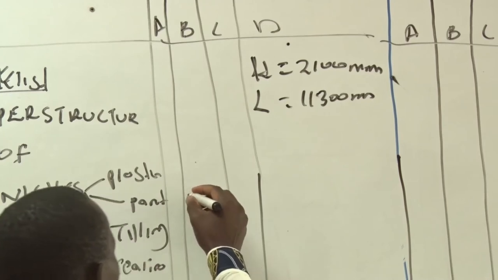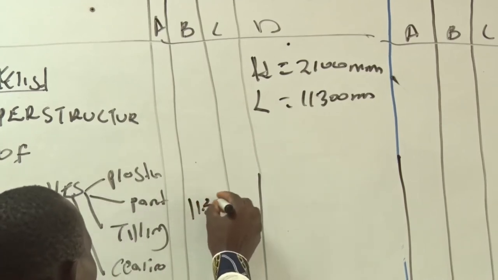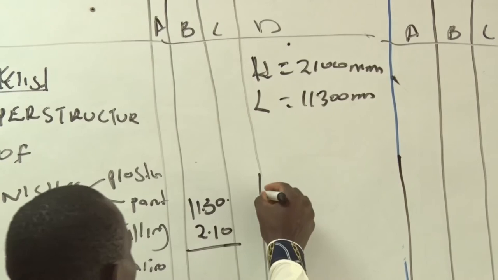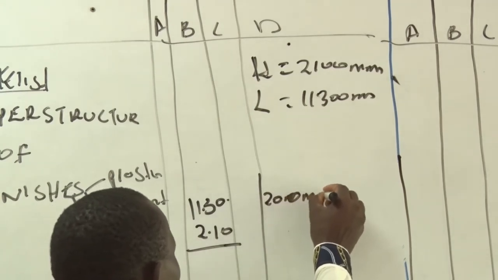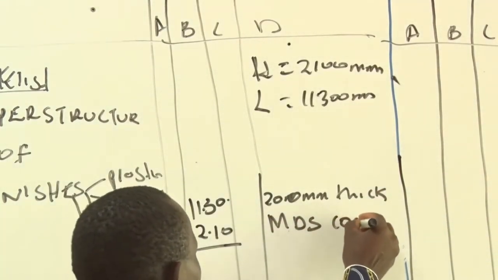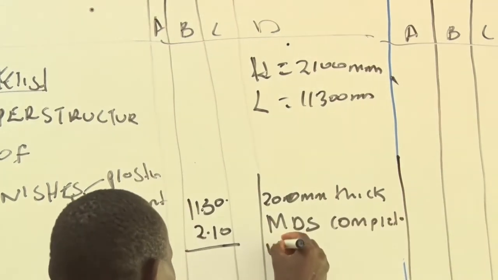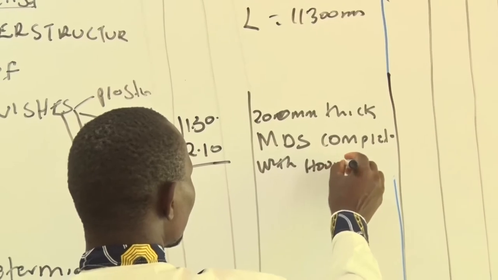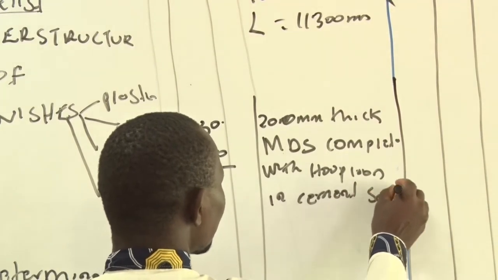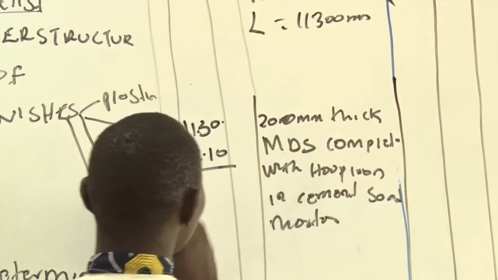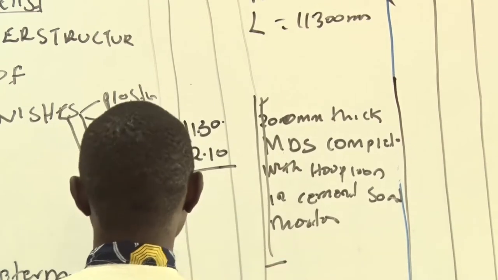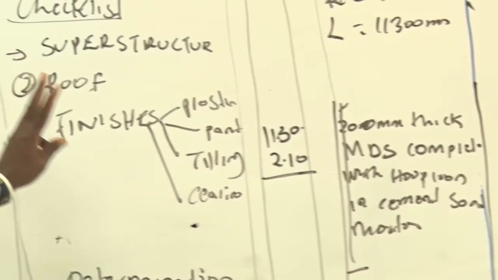So in the entry column, you enter length as 11.300 and put 2.10. Then say 200 millimeter thick machine dressed stones complete with hoop iron in cement sand mortar, meaning this wall we are measuring is complete with the hoop iron. Then we close our entry. That's what we are told to measure in the superstructure.